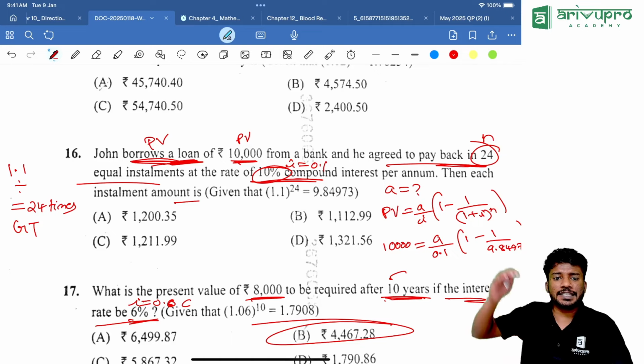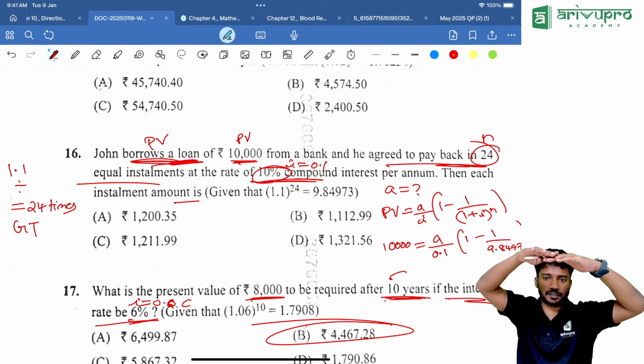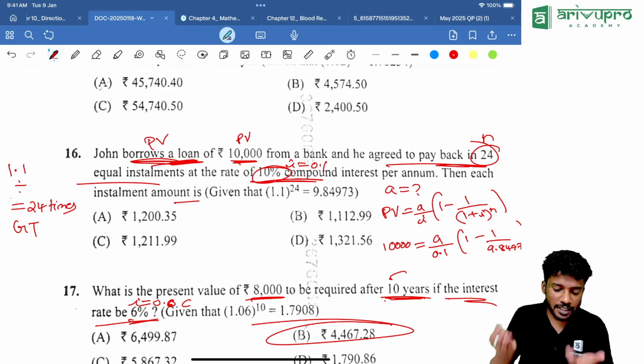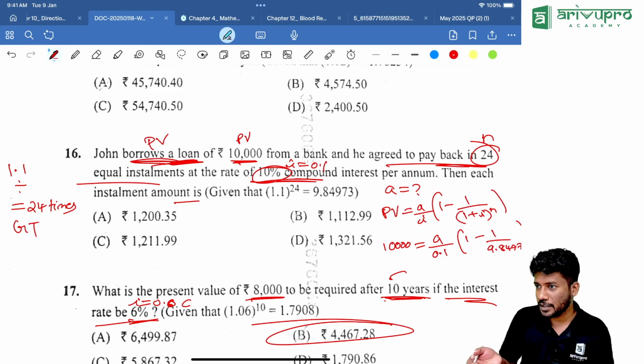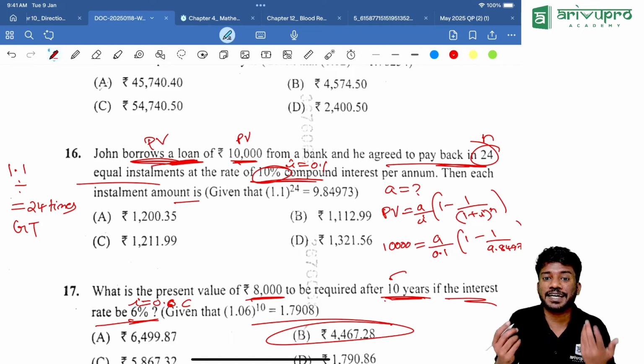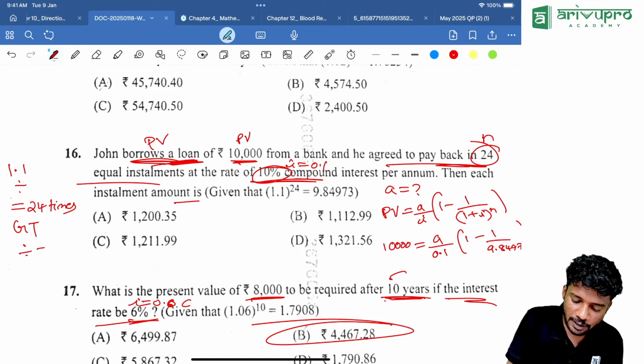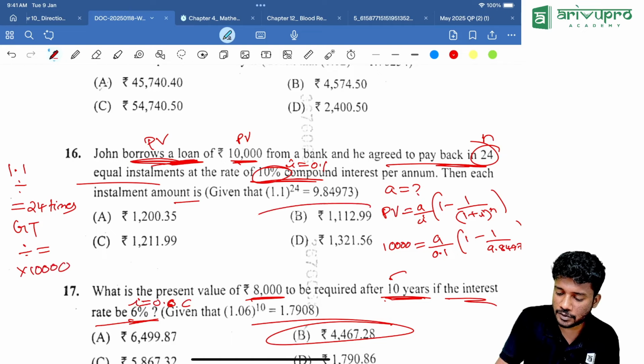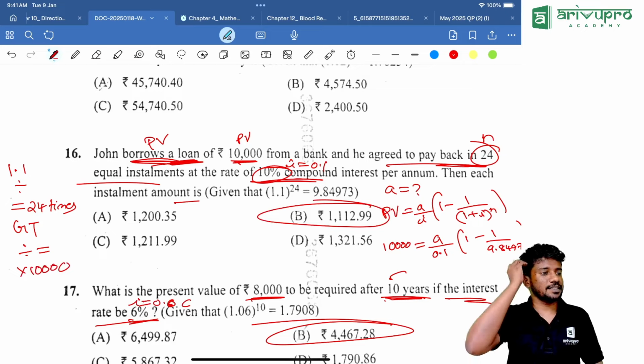That means you got the entire present value annuity factor. So if it was to find the present value, you will multiply it with A, you will get the answer. Because here the question is not to find present value, we need to find A. So you will click divide equal to, multiply it with how much? 10,000. So you will get it as option B. Option B is the answer.